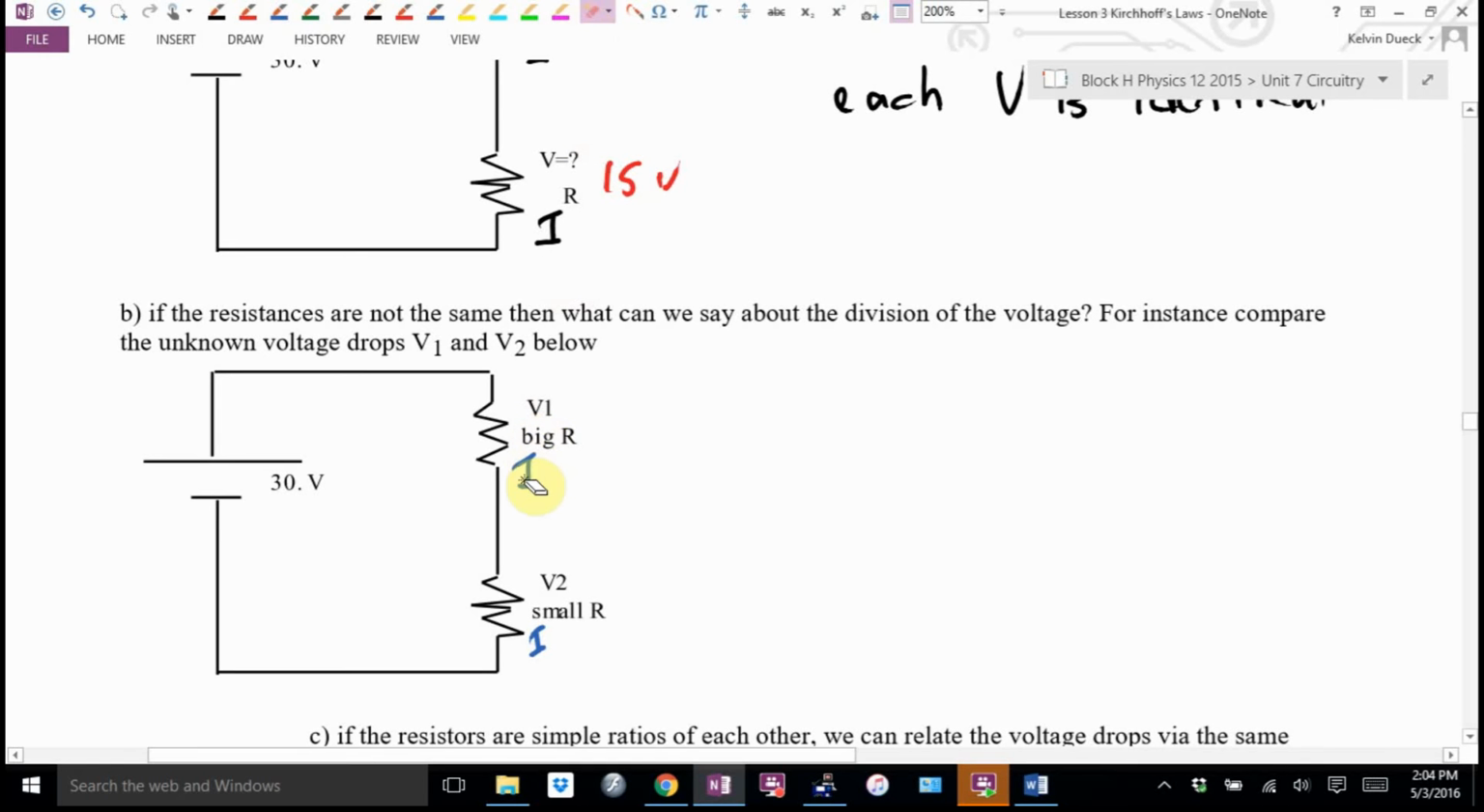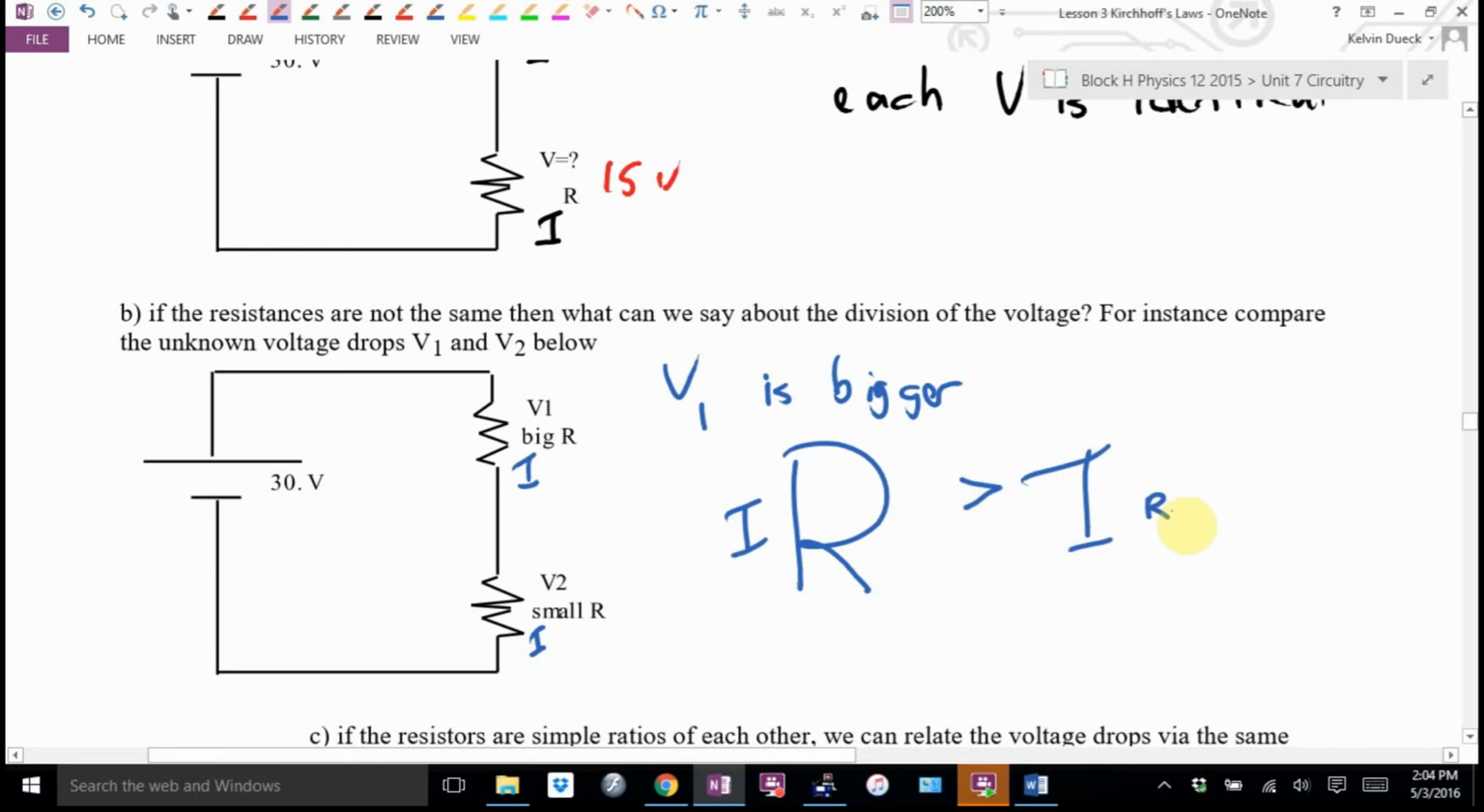If I have the same current times a big R versus the same current times a small r, which of these will have a bigger voltage? Why? I times big R will be greater than I times little r. Here's V1, here's V2. And this is why I was saying it just all takes care of itself quite nicely mathematically because of Kirchhoff's laws. It really does.